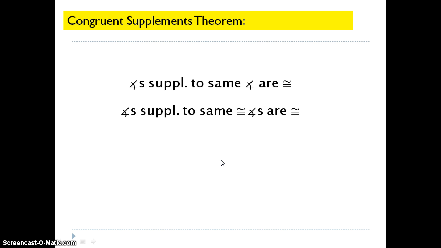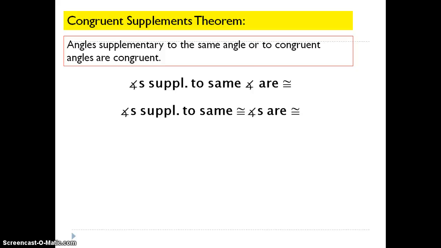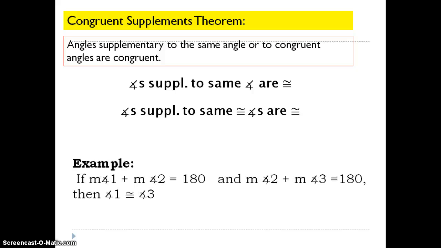These theorems are going to be listed on the back of your properties charts. I actually wrote them in for you. We did go over these in chapter 1, but I want to go over them again. The congruent supplements theorem says that angles supplementary to the same angle are congruent. So if you have two angles that are supplementary to the same angle, then those two angles are congruent.